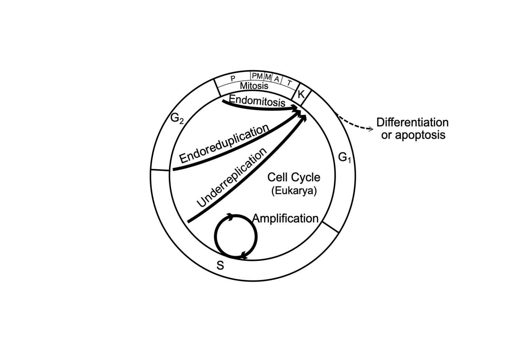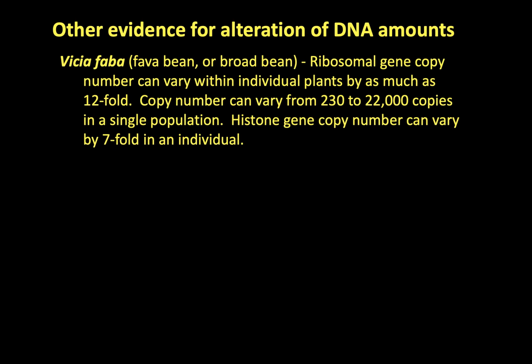For extrachromosomal amplification, at certain parts of the S phase, there are certain pieces of the chromosome that are replicated over and over and over again, extrachromosomally. And then there's other evidence for alteration of DNA amounts. So, as I already spoke about with regard to Vicia faba, the ribosomal gene copy number can vary within individual plants by as much as 12-fold. And copy number within a population can vary from 230 copies up to 22,000 copies and more. And if you look at histone gene copy number, we found also that it can vary by as much as 7-fold within an individual plant.